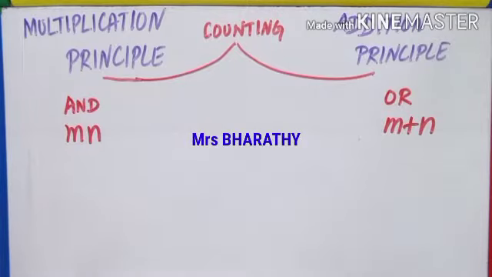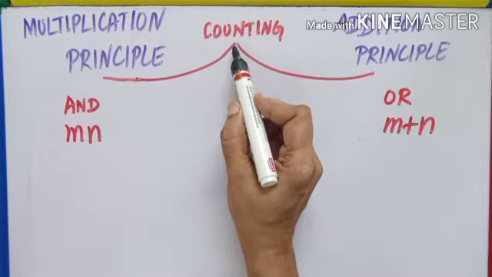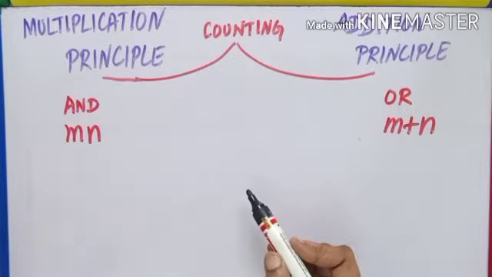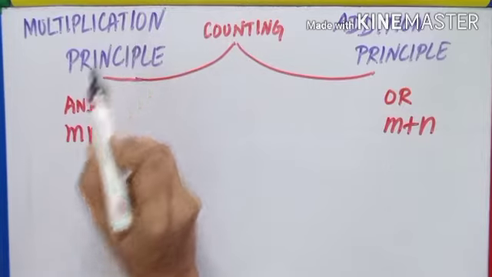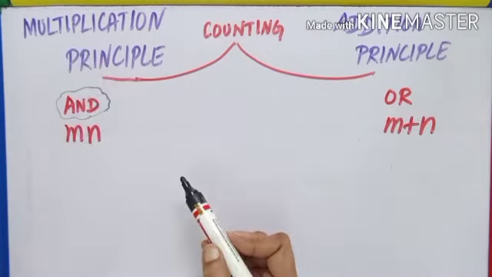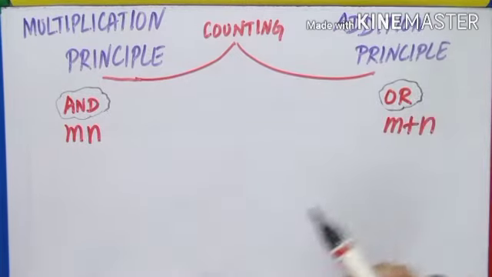Good morning, children. We are proceeding to one of the most interesting concepts, counting. What are the variety of counting techniques we are going to learn in this section? Under counting, we have two important principles called multiplication principle and addition principle. Multiplication, the word "and" will come to highlight multiplication, and "or" will come for addition principle.